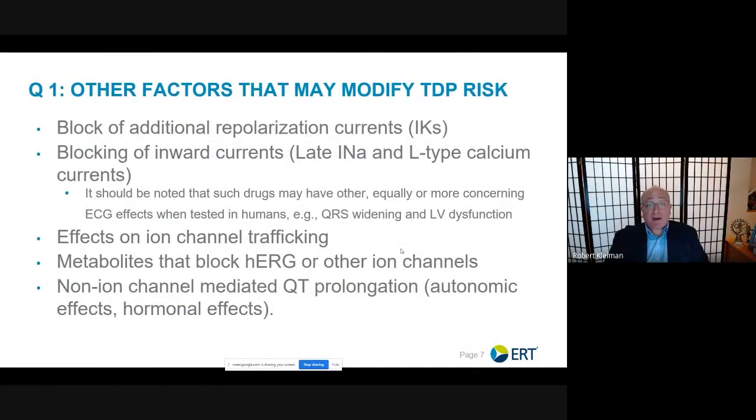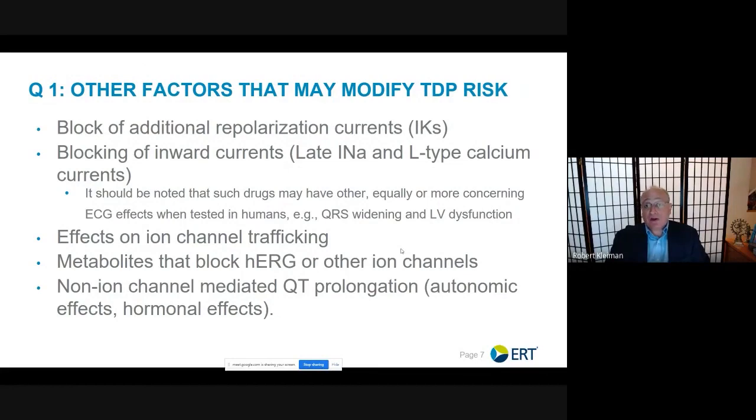The Q&A mentions some other factors that may modify torsade risk. Some of these are non-hERG mechanisms for QT prolongation and risk of torsade. Others are factors that may mitigate QT prolongation related to hERG channel block. So you may have block of other repolarizing currents, or you may have block of inward currents, such as late sodium current or L-type calcium current. These may mitigate the QT prolonging effects of hERG block by the compound, but on the other hand, they may pose their own risks, QRS prolongation or LV dysfunction.